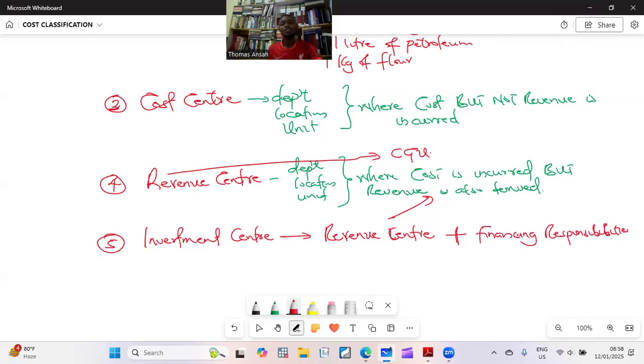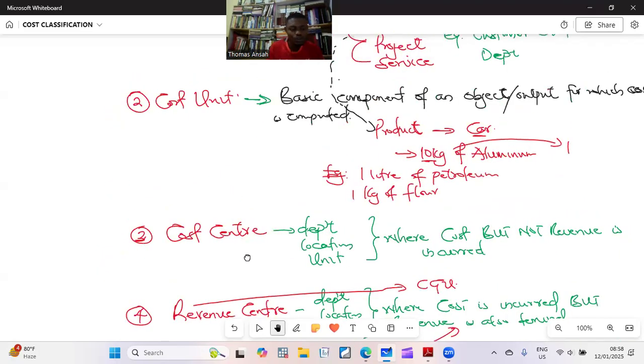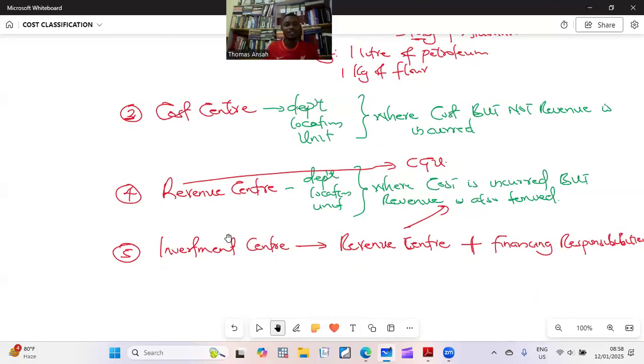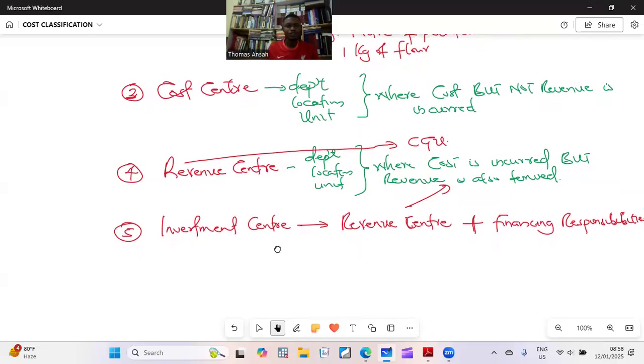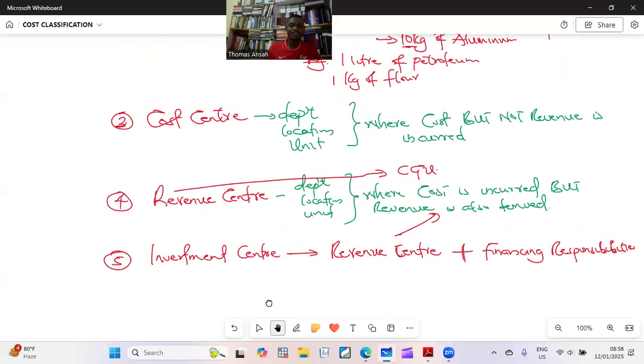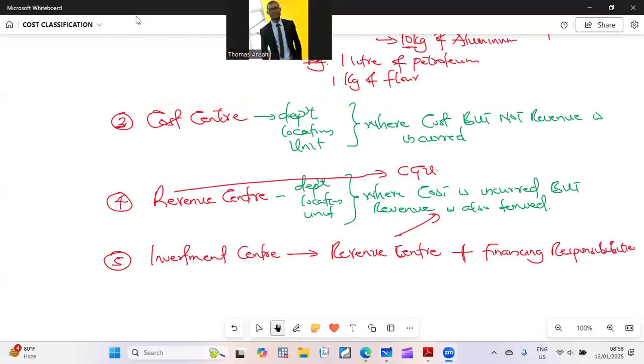Now you see, we'll be using these terminologies. All right. So you have to be abreast with them. All right. So take note of that. So these are things that you need to know. What is a cost center? What is a cost unit? What is a revenue center? What is an investment unit? So these are the things that you must understand. So when we talk about the concept of cost, these are things that you must have knowledge about. All right. So that is that. So basically, these are the things of cost that you should take cognizance of.